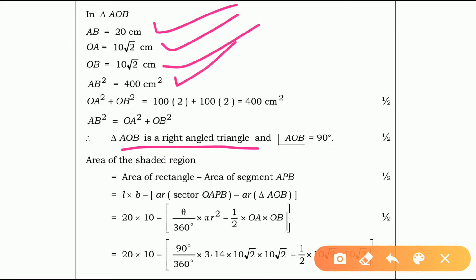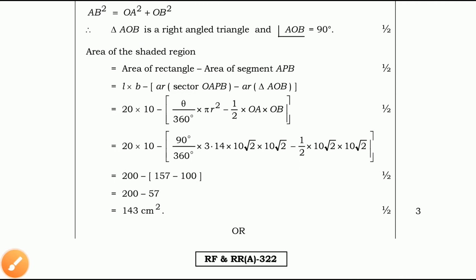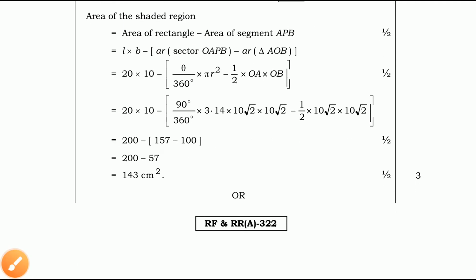That is equal to 400. Then we see that we are satisfying this result: AB square is equal to OA square plus OB square. Therefore AOB is a right angle triangle, and angle AOB is equal to 90 degrees. Now the area of the shaded region.